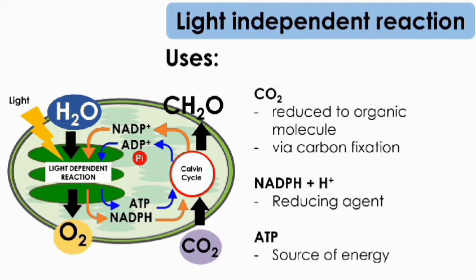Instead, the Calvin cycle uses energy from ATP and NADPH. Both ATP and NADPH were produced during the light-dependent reaction. This means that even though the Calvin cycle does not require energy from the light, the process still takes place during daytime because it requires the products from another reaction that requires light.